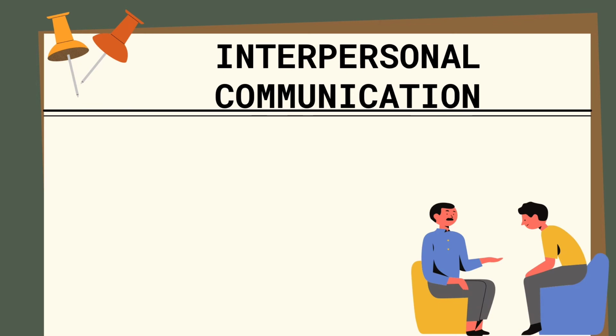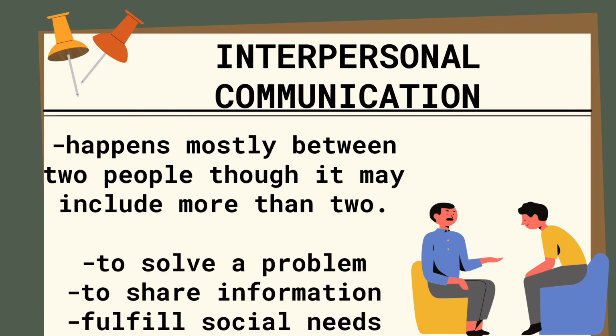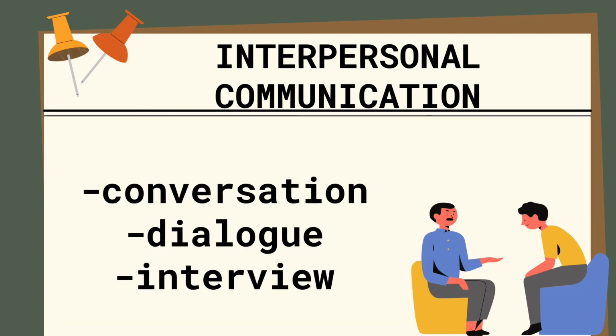The second one is interpersonal communication. It happens mostly between two people, though it may include more than two. The main purpose is to solve a problem, to share information, and to fulfill social needs. Some types of interpersonal communication include conversation, dialogue, and interview.